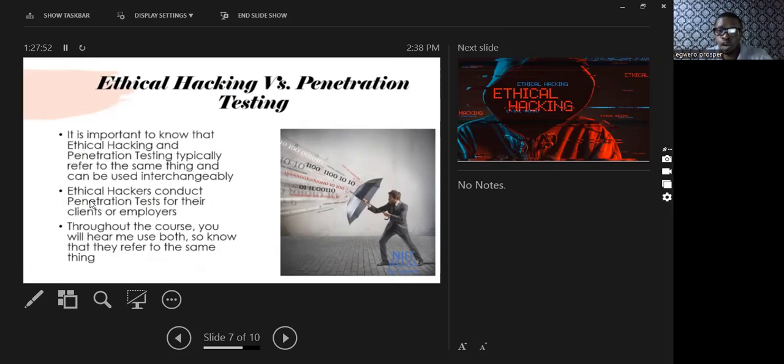If you are talking to somebody who has a perception that once they hear hacking, they are afraid, please don't use hacking. Use what? Just say, just to test whether somebody can penetrate. So they will not be scared. Ethical hackers conduct penetration testing for their clients or employers throughout the course, just for you to know the area we want to focus on.